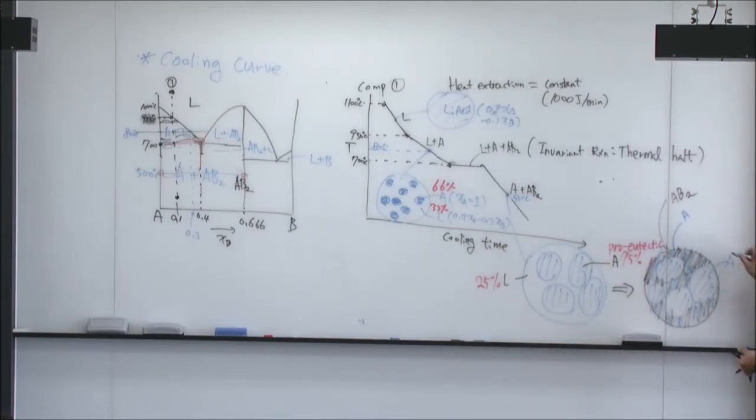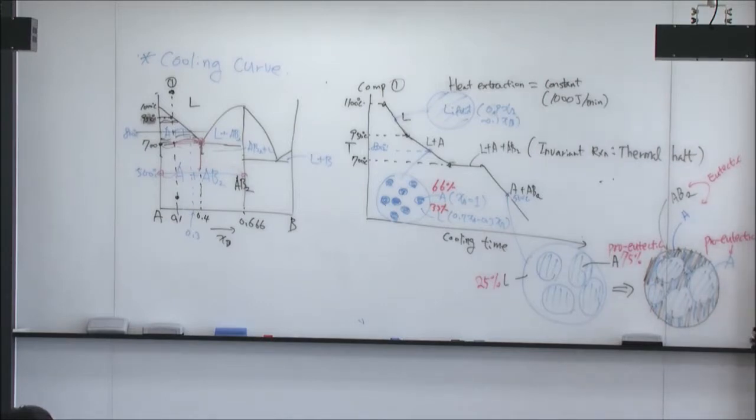As I mentioned, this one is pro-eutectic A, and both of these we call eutectic A or eutectic AB2, because it's formed by the eutectic reaction. Okay, so the morphology is different.